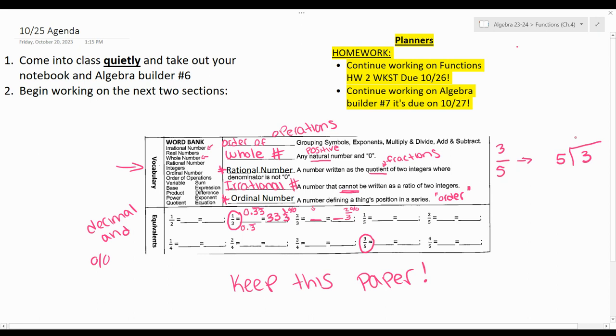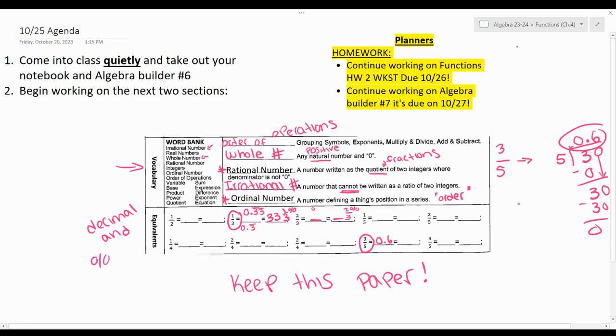5 cannot go into 3, so I put 0 up top. 0 times 5 is 0. I subtract. Because I have a remainder, I don't like that. When you have a remainder, you add a decimal at the top of your house and a 0 on the inside and bring it down. 5 can go into 30 perfectly because it goes in 6 times. And so my decimal equivalent of 3/5 is 0.6.